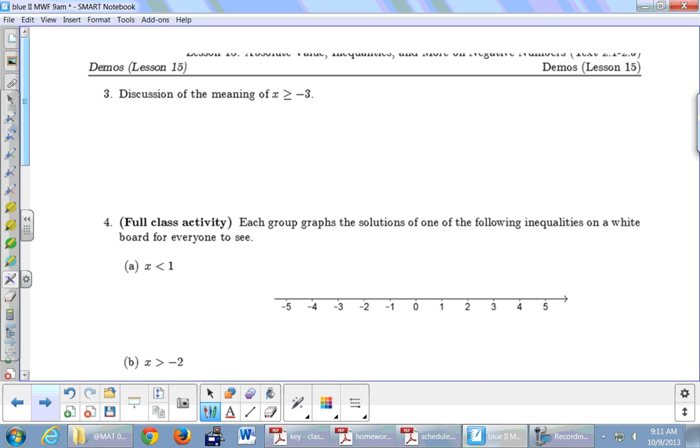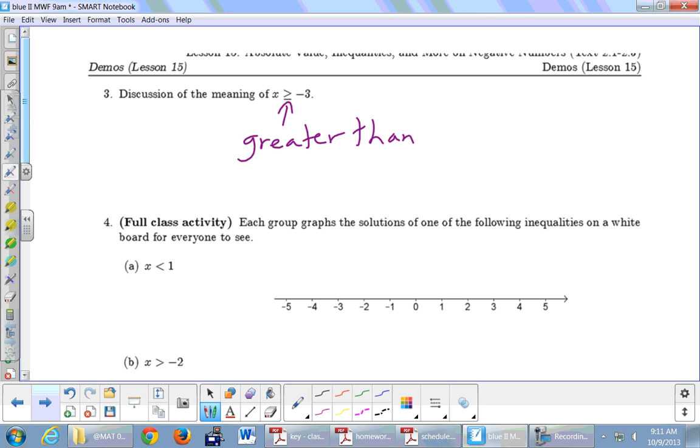So first of all, this symbol right here in between the X and the -3, anybody know what it's called? Is it less than or equal to or greater than or equal to? This is the greater than symbol. So this is greater than or equal to. And so I'll just copy the other things. X is greater than or equal to -3. That's what that says in English.